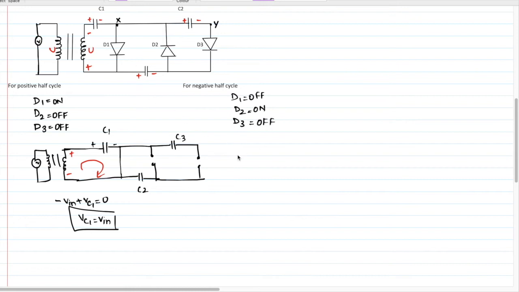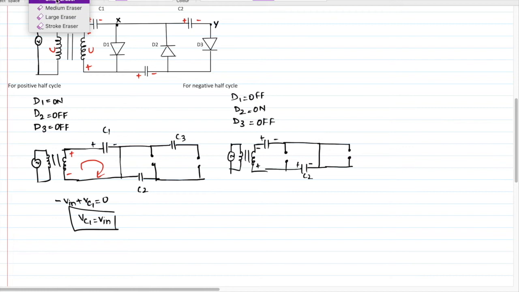Now I am redrawing the circuit. Capacitor C1 plus minus, negative cycle, so minus plus. Diode D1 is open, diode D2 is closed, and diode D3 is open.